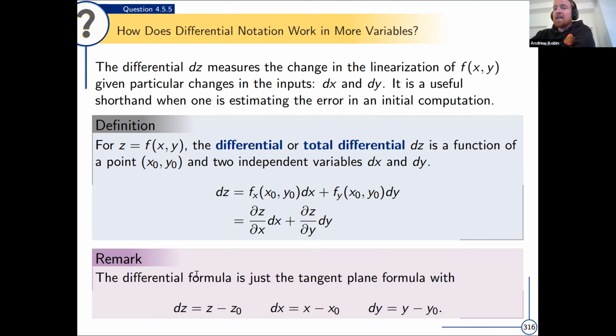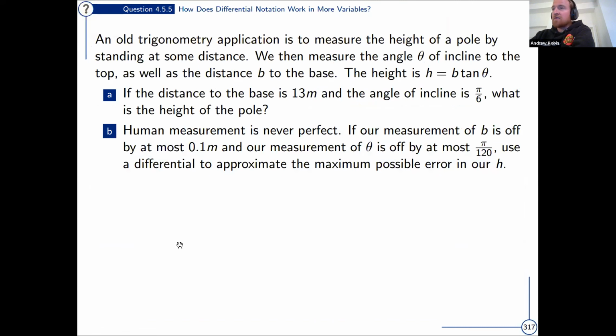Notice that this is exactly the same as the tangent plane formula, where if we replace dz with the expression z minus z naught, which you can think of as the change in z nearby z naught, and dx and dy as x minus x naught and y minus y naught, respectively, then this is exactly the tangent plane formulation of linearization. Why this is useful is that we can use it to bound the error in a linear approximation, or a tangent plane approximation, to a multivariable function.